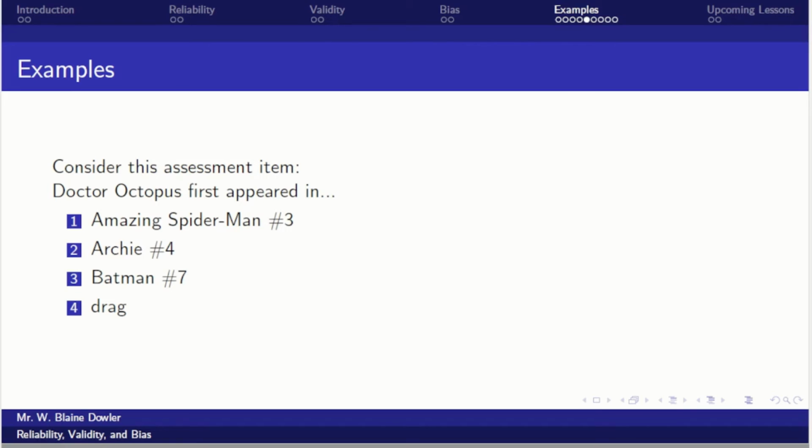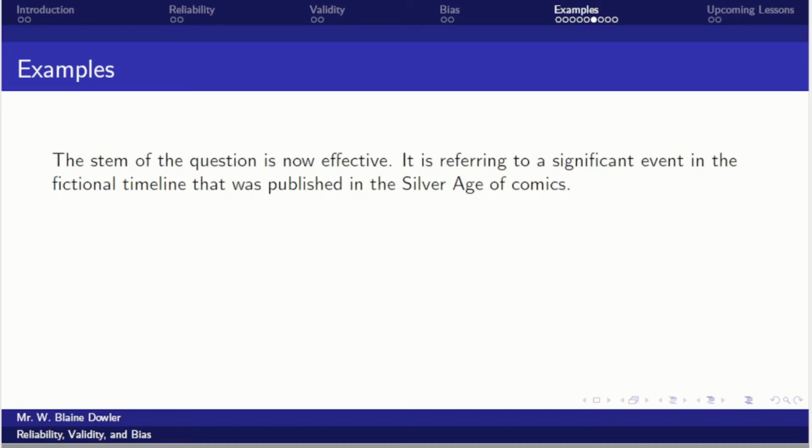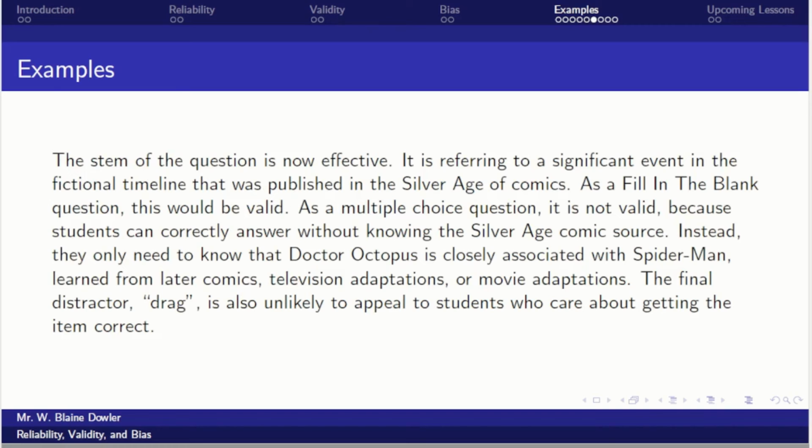Dr. Octopus first appeared in, well, that would refer to a specific historical event in the fictional universe that was published in the Silver Age. And if your options are Amazing Spider-Man number 3, Archie number 4, Batman number 7, and Dr. Octopus first appeared in drag, well, that's not very reliable either. The stem is good, but as a fill-in-the-blank it would work. As multiple choice, it's not, because the distractors are not effectively distracting.